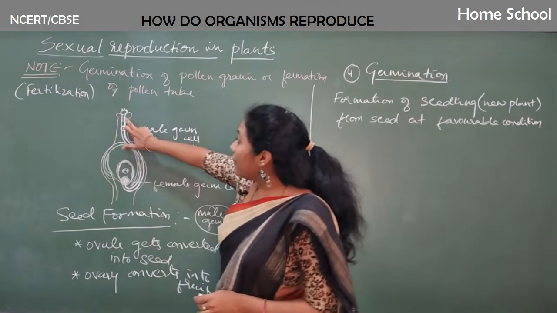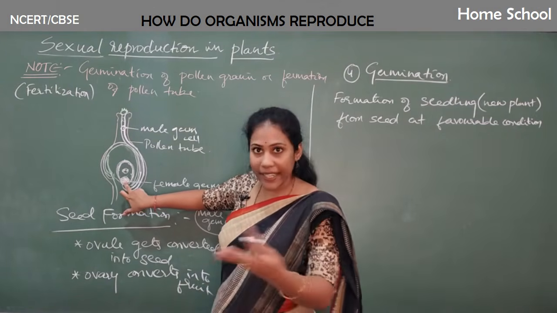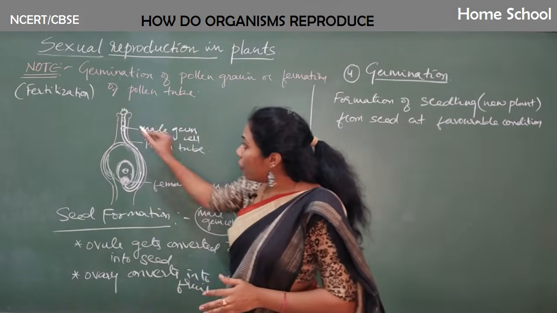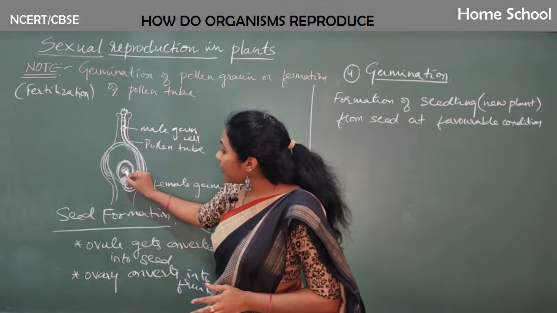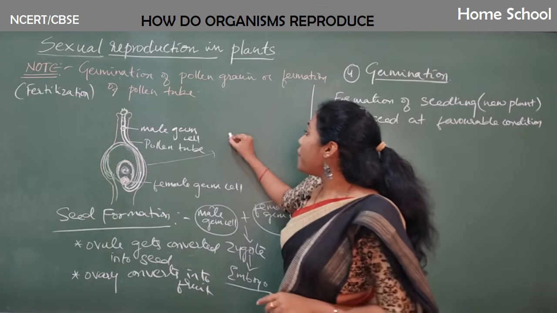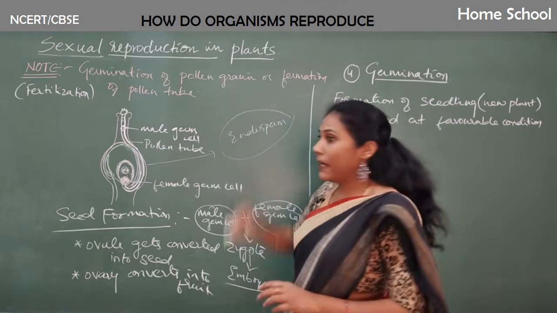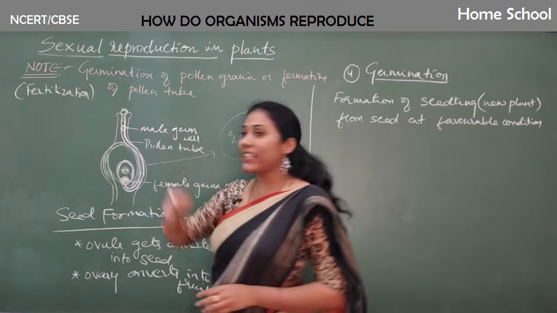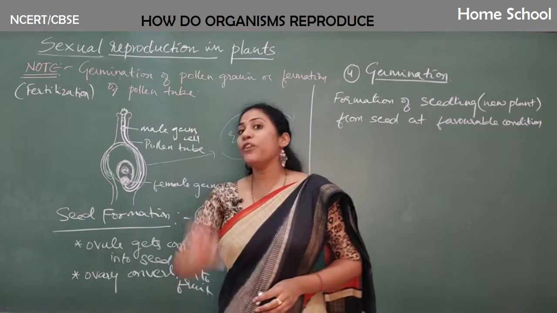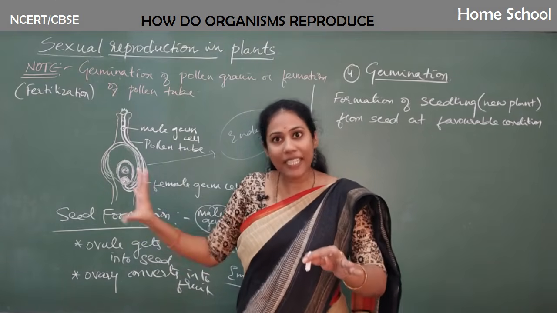Say one male germ cell, no doubt, will combine with the main egg cell, and embryo is getting formed. Another male germ cell combines with this particular nuclei present in the ovule, and it leads to the formation of endosperm. We call it endosperm. So embryo is associated with endosperm. Before even formation of embryo, endosperm formation takes place, guys. So here fertilization is actually called double fertilization.